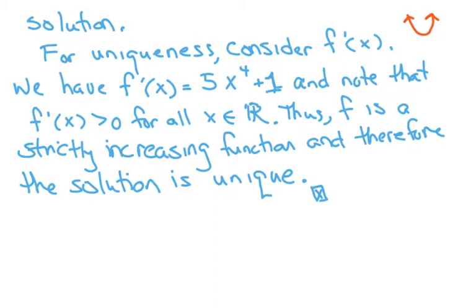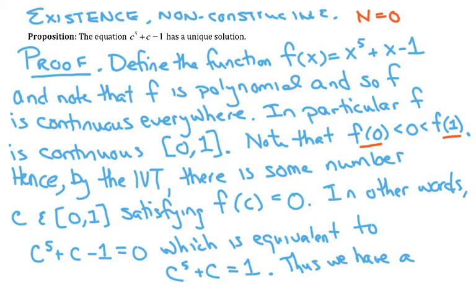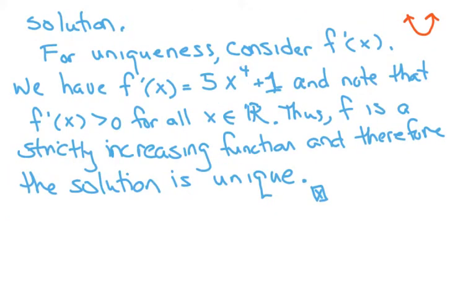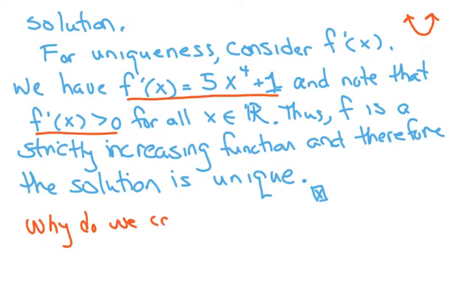So, a lot going on there, but this is something that you can't forget. You've got to remember the intermediate value theorem and how to use it to find a 0 of a function. And you need to remember what it means for a derivative to be positive everywhere. That means your original function is strictly increasing. And so you might be wondering, why do we care about uniqueness?